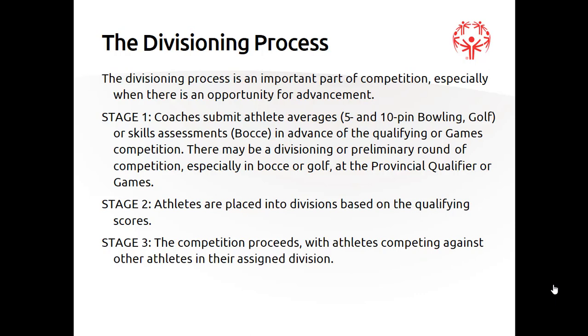In Stage 1, coaches submit athlete averages for 5 and 10-pin bowling and golf, or for Bocce, a skills assessment, in advance for the qualifying games competition. There may be a divisioning or preliminary round of competition, especially in Bocce or golf, at the provincial qualifier or games. During Stage 2, athletes are placed into divisions based on the qualifying scores. In Stage 3, the competition proceeds with athletes competing against other athletes in their assigned divisions.